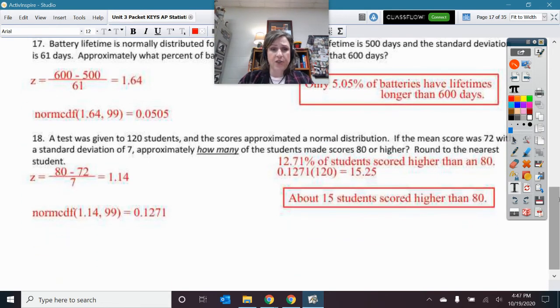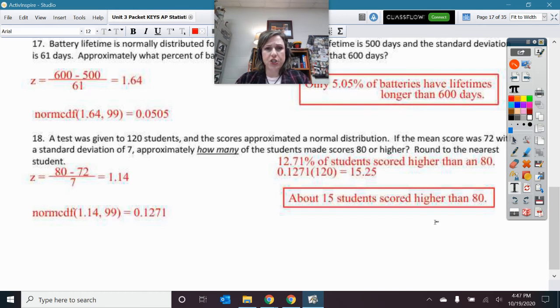And now look, here's another one that was a two-stepper, because not only did we have to find the percent of students that go above a score of an 80. So I did 80 as a z-score. And then I calculated the area above. So that's 12.71% of students scored above an 80. Well, out of the 120 students, that's 15.25. Therefore, about 15 students scored higher than an 80. So again, a two-stepper, taking it from your percent to the number of items out of a total.